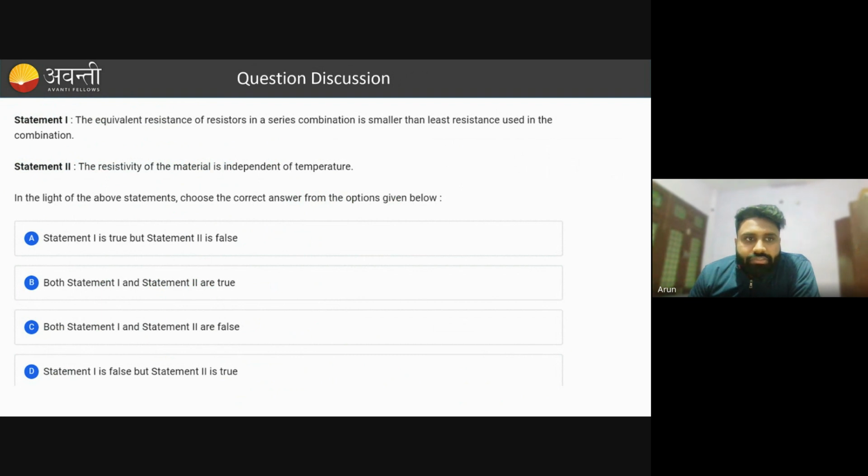So finally, in this question, the first statement is that the equivalent resistance of resistors in a series combination is smaller than the least resistance used in the combination. The second statement is that the resistivity of the material is independent of the temperature. This is wrong, because resistivity depends on the temperature. In the previous lecture, we have seen that rho is equal to rho naught into 1 plus alpha into T minus T naught. So it depends on the temperature. So this statement 2 is false.